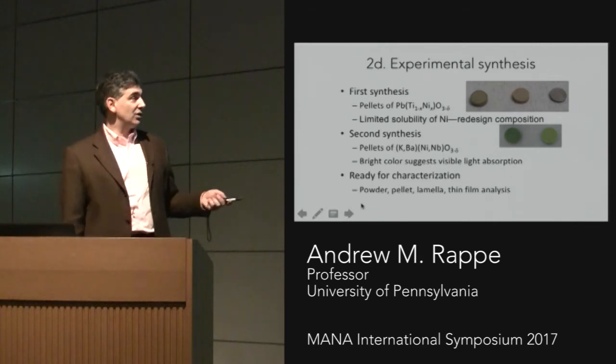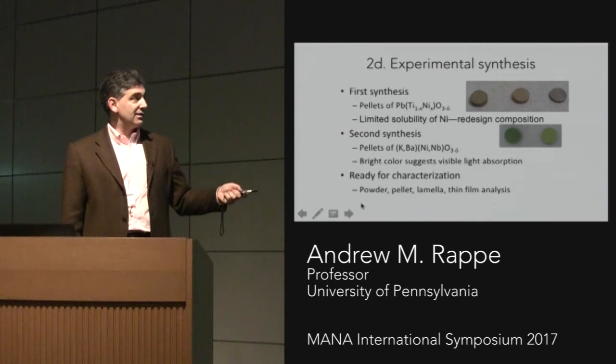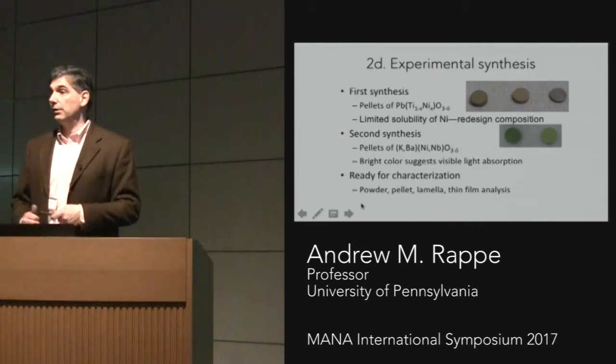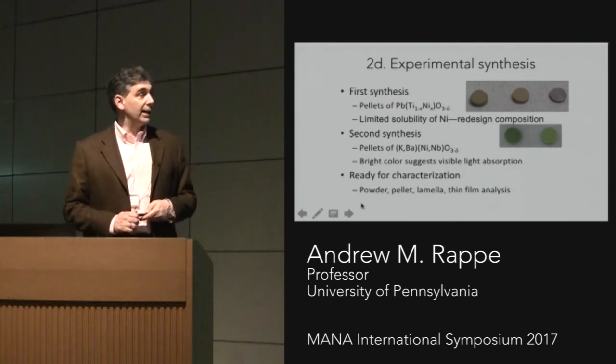and late transition metals, and we eventually landed on potassium niobate, which is a well-known ferroelectric, with barium nickel niobate, and this is a photograph of pellets of this material. You can see from their bright green color that they're definitely absorbing light in the visible.